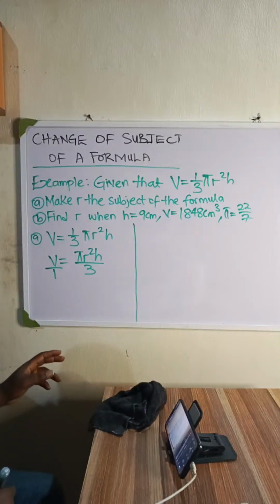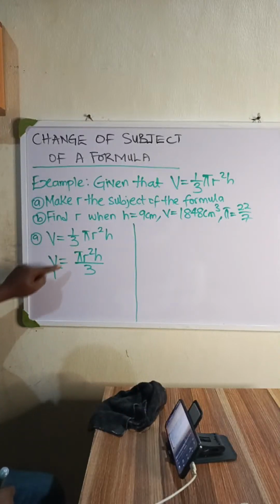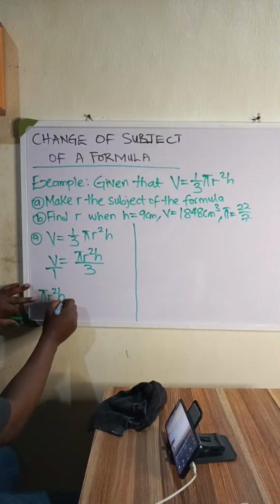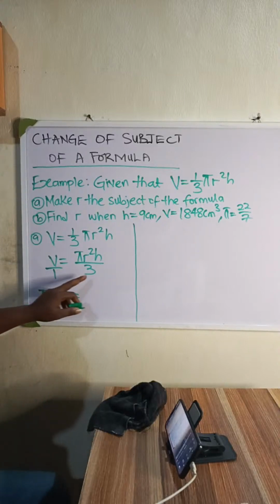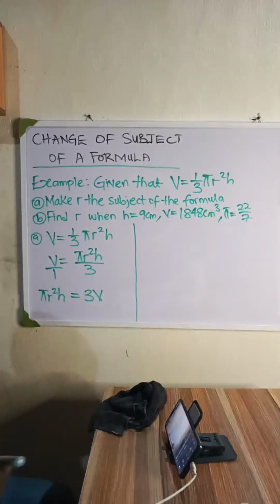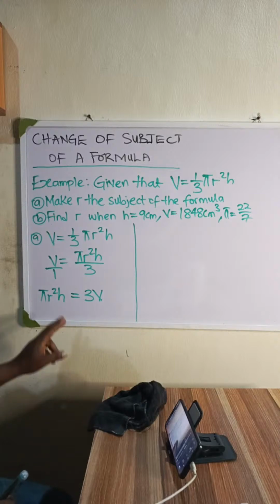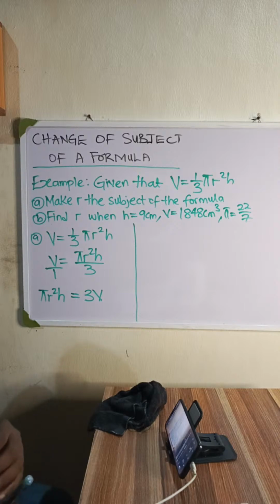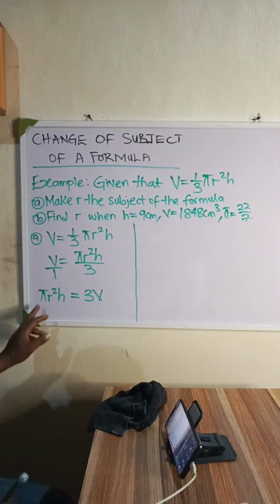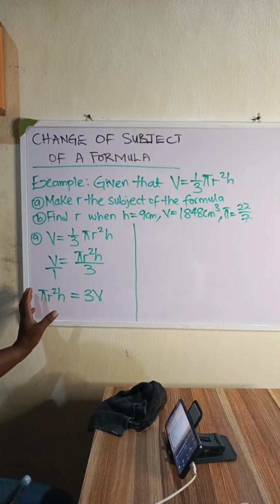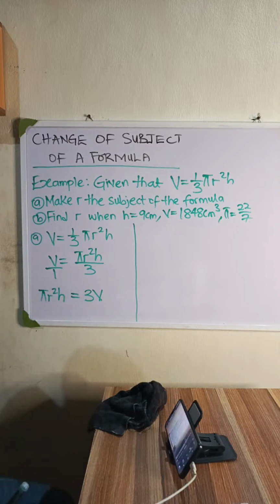So the next thing we're going to do, we're going to cross multiply. This numerator is going to multiply 1 to give us pi R square H is equal to V multiplied by 3 to give us 3V. So now we are close to the answer because we can see that R is now found on the left. But there are some values that are not supposed to be on the left. Pi is not supposed to be on the left. H is not supposed to be on the left. So that means we need to move them back to the right. How do we do that? We divide both sides by pi H.